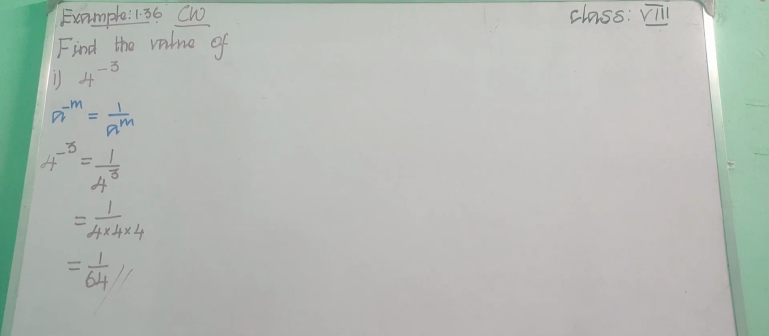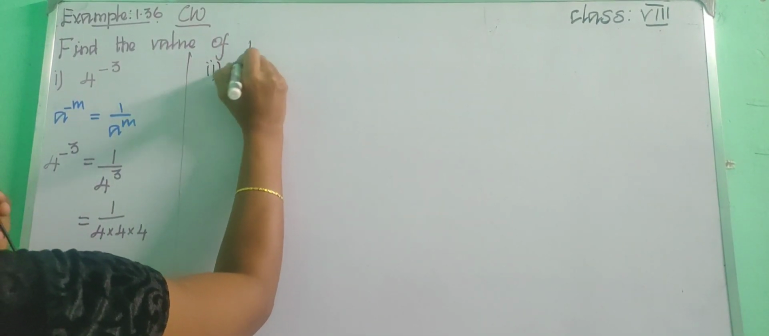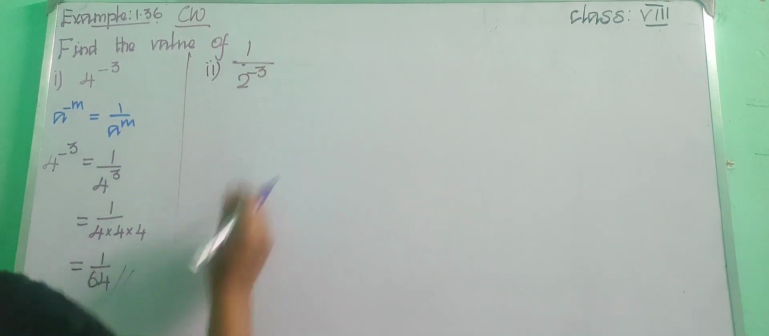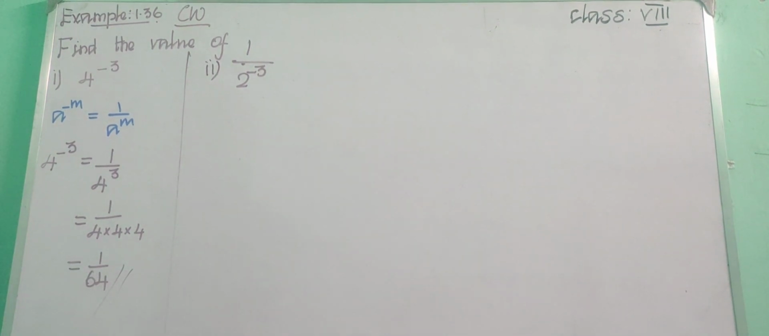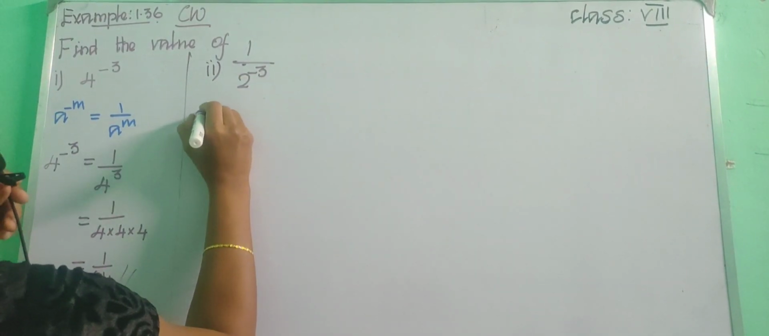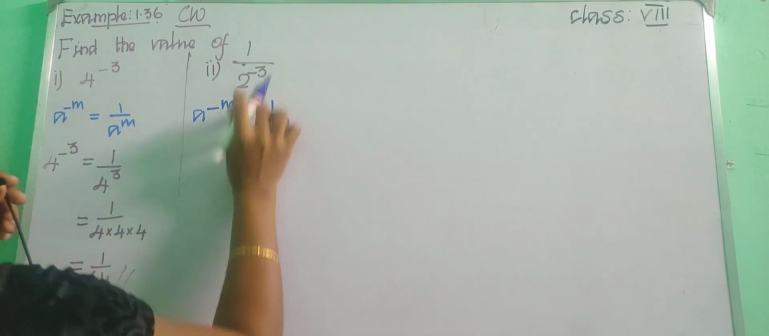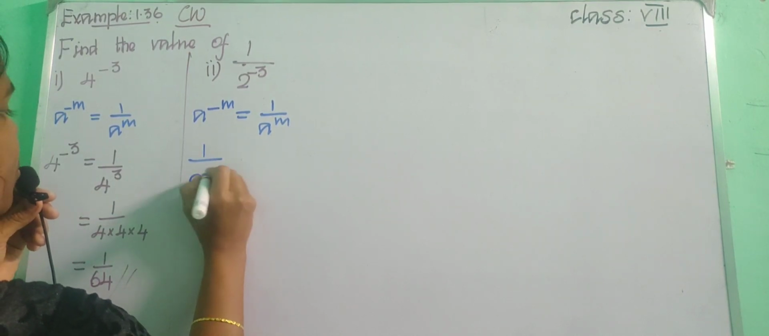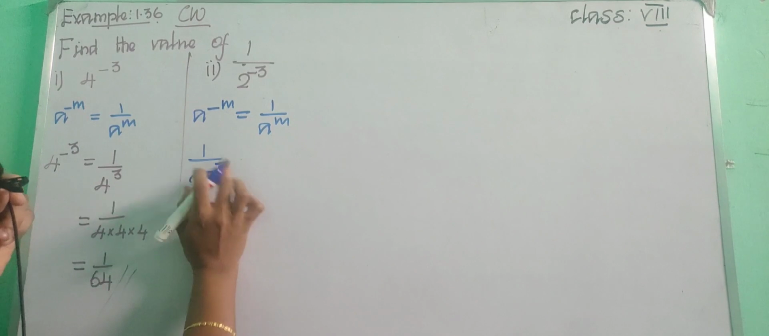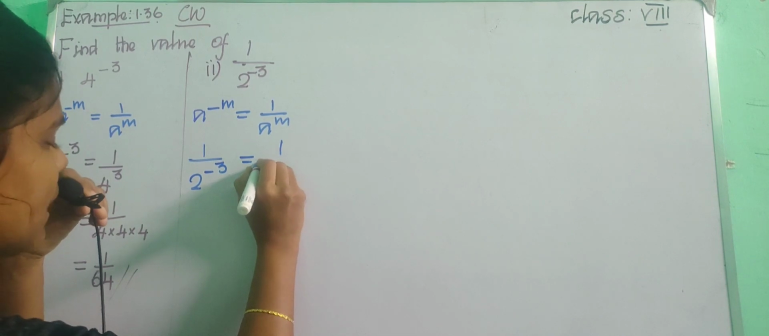See what is given: 1 by 2 power minus 3. Here also it is a power minus m equal to 1 by a power m, right? But it is in the denominator. So what is given in the question? 1 by 2 power minus 3. We need to apply this rule only in the denominator, so just put the numerator the same, 1.